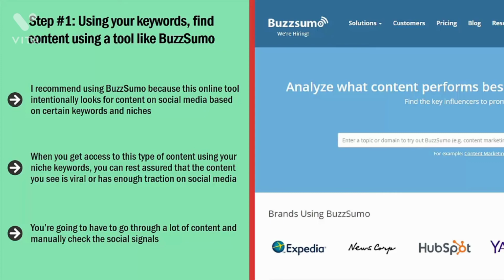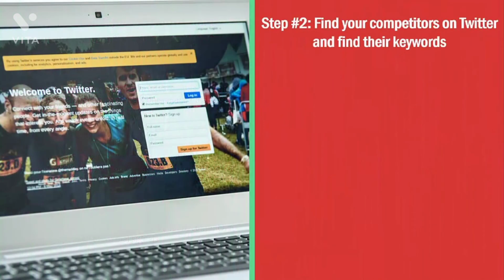It burns a lot of time. In many cases, you are still not sure if you got the right content. Step number 2. Find your competitors on Twitter and find their keywords.